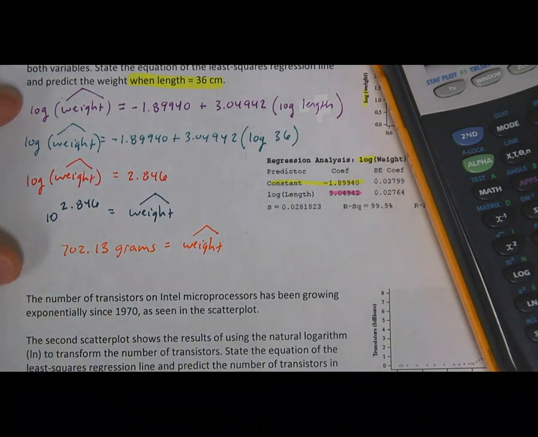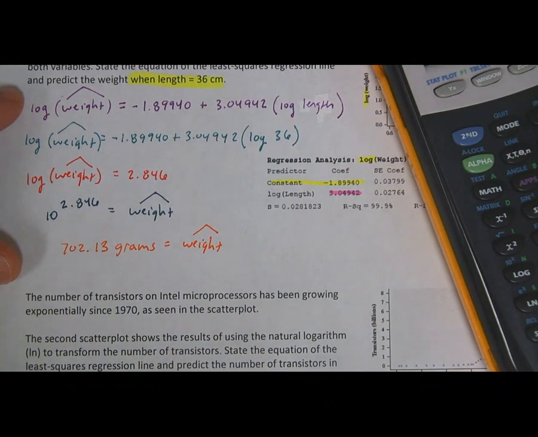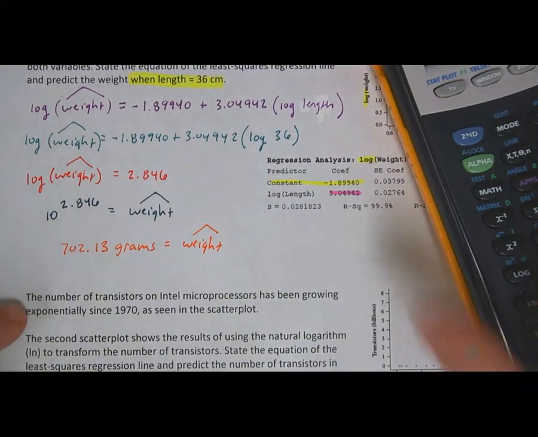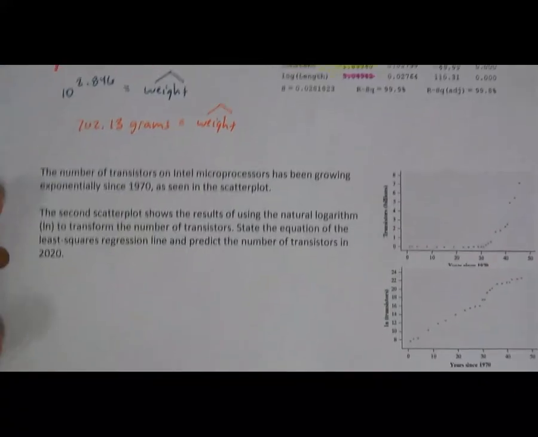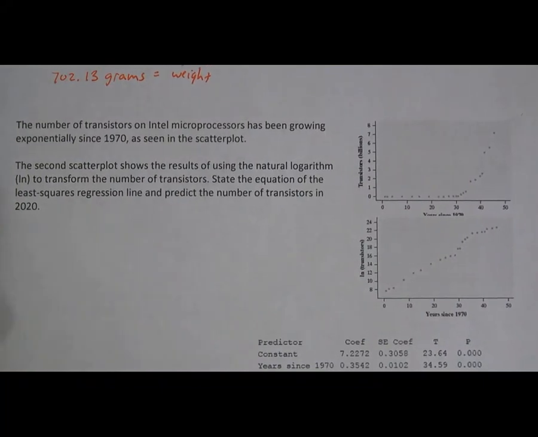That's the only example you're going to see in the notes of me working a problem where the log was taken of both variables. Okay? Now, this is a completely different problem. We're not talking about fish anymore, so this is almost like a start from scratch, okay?